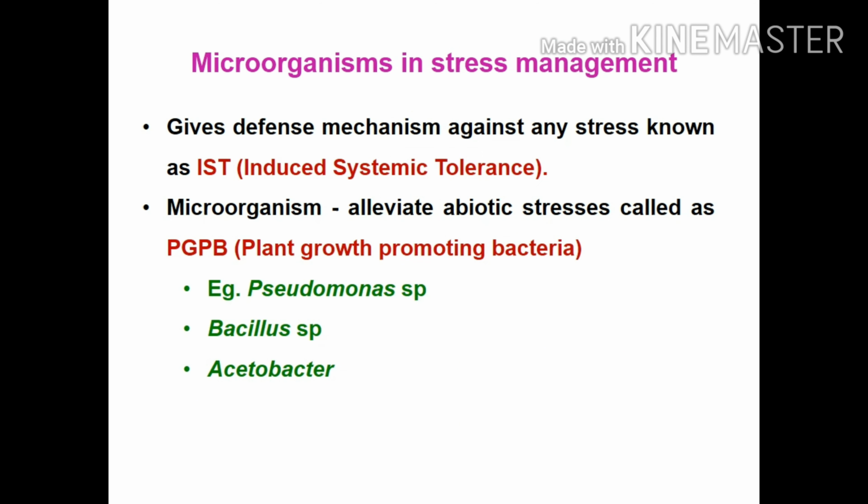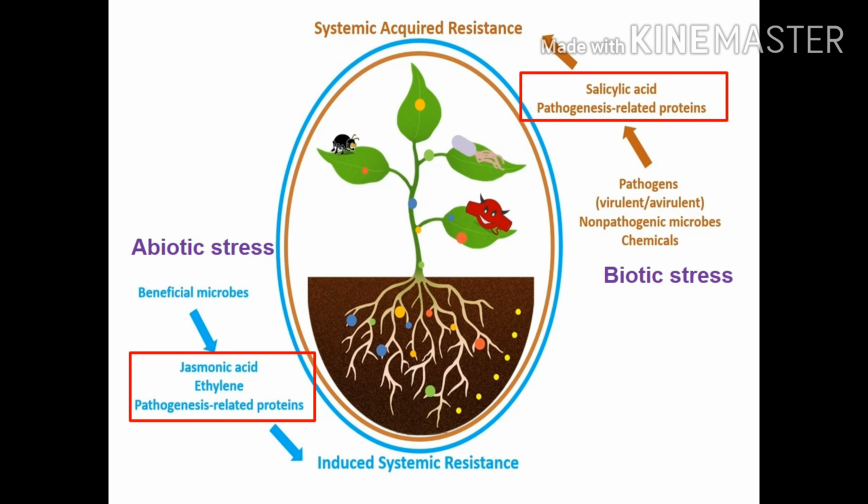The microorganism in stress management. This is very important. The microorganism plays an important role in the defense mechanism against any stresses, which is known as induced systemic tolerance, in short IST. Microorganisms also alleviate abiotic stresses, and these microorganisms are called plant growth promoting bacteria. The best examples are Pseudomonas species and Bacillus species. And how the abiotic stresses are managed by the beneficial microbes is explained here in detail in this image.